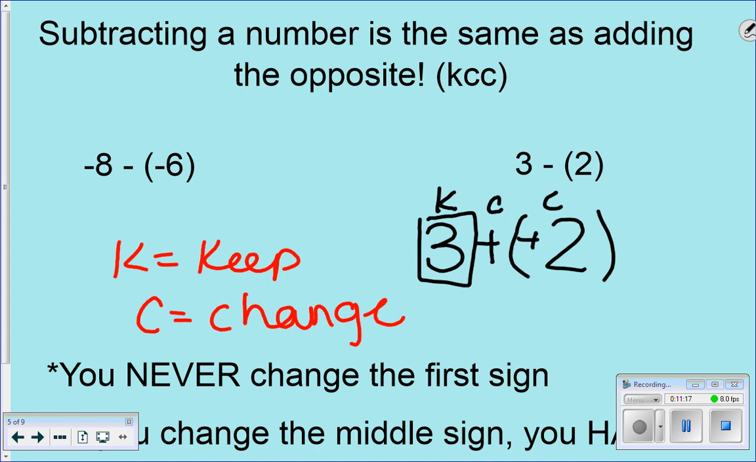So now, like what Josie was telling us, it's kind of like adding them together. We are adding them together. You kept, you changed, and you changed. Guess what the answer is? 5. That's what you told me it was.